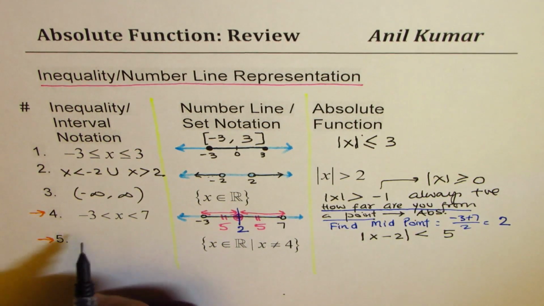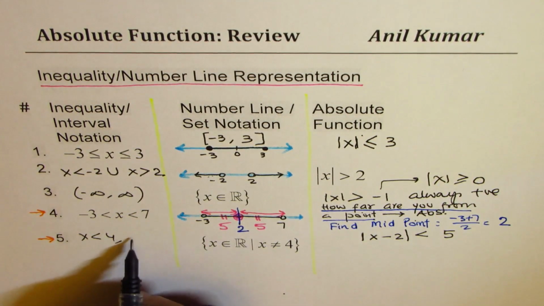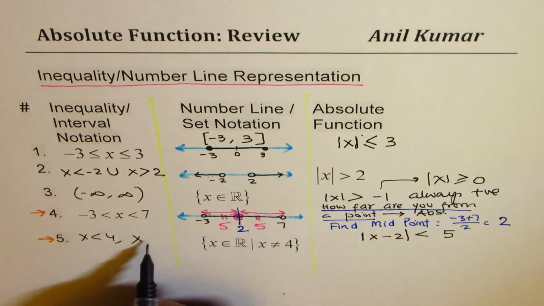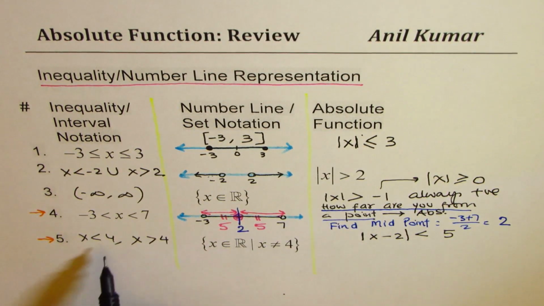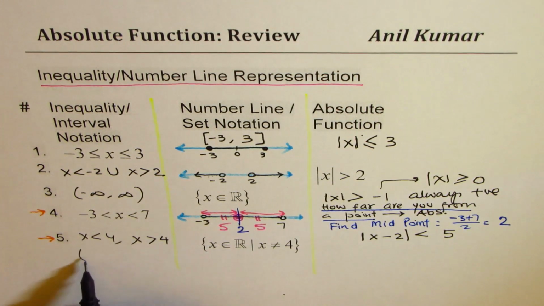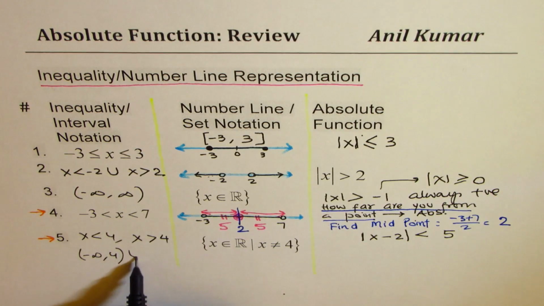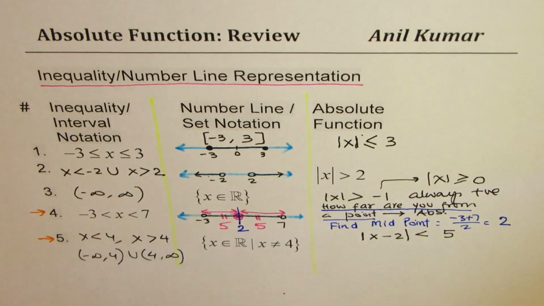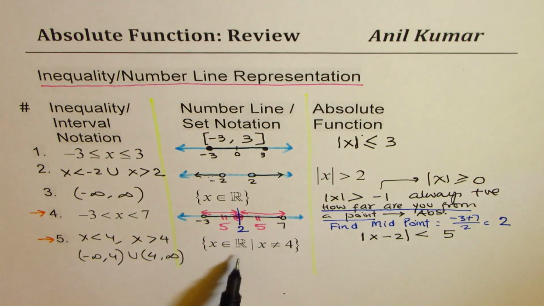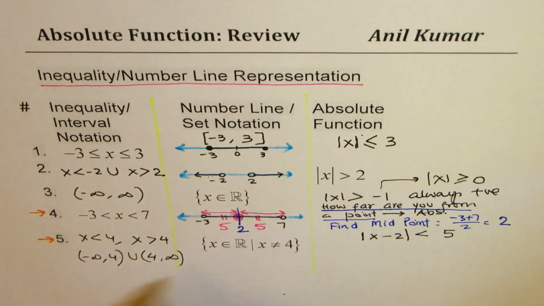So you could say that x is less than 4 and x is greater than 4. One way could be this, which you could also write as minus infinity to 4, don't include it, union 4 to plus infinity. So that is done. How do you write this as an absolute function? That is what you have to do.